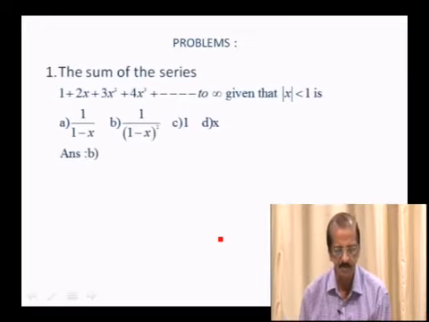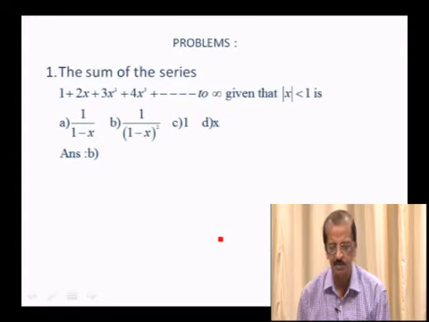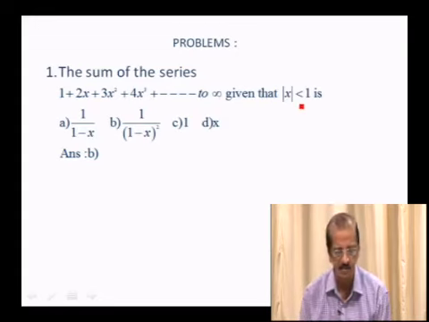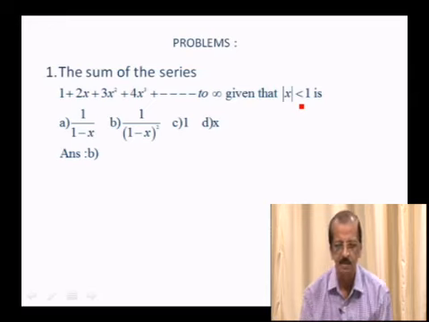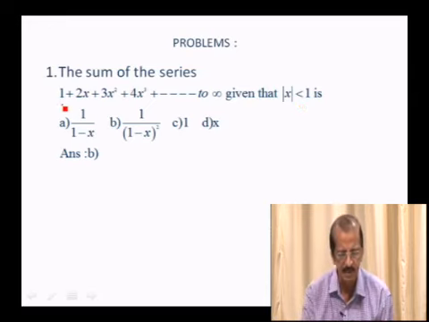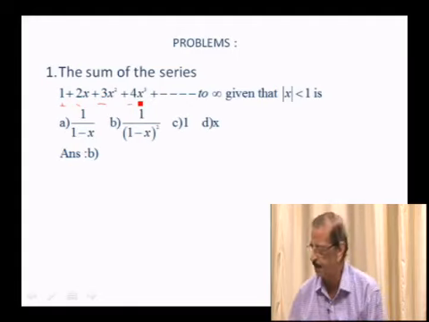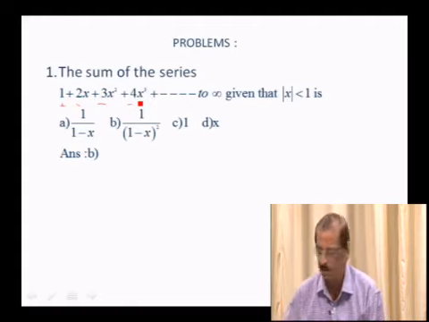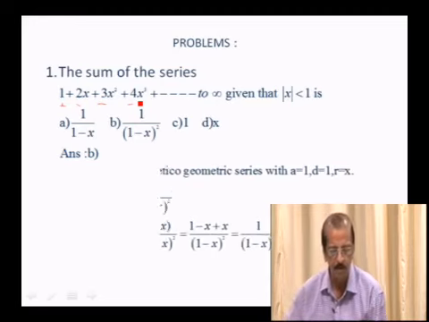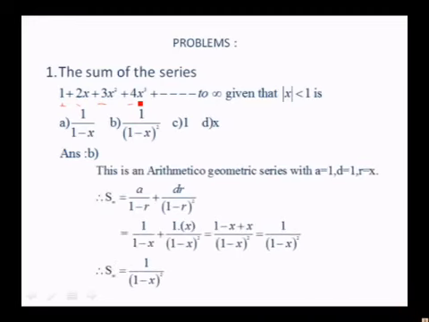The sum of the series 1 plus 2x plus 3x square plus 4x cube to infinity, given that mod x is less than 1, is, he has given 4 options. See, clearly you find that this is an arithmetico-geometric series. 1, 2, 3, 4 are in AP, and 1, x, x square, x cube are in GP. So, the S infinity formula is a over 1 minus r plus dr over (1 minus r) whole square. You know that r is x here.